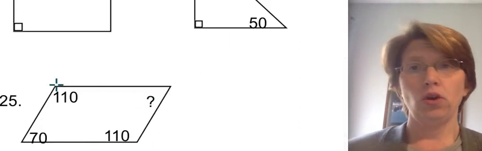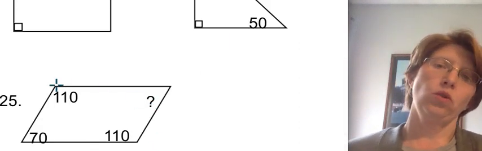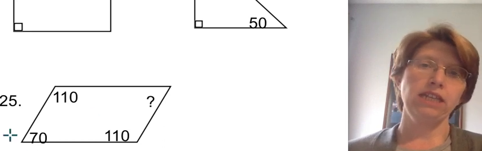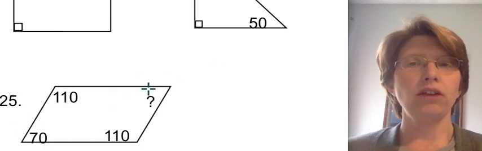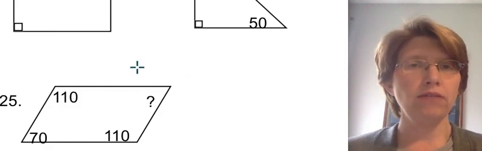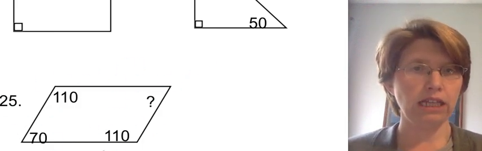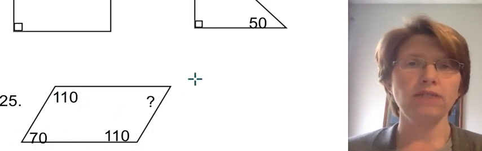Last. Look at this. 110, 110, 70, guess what? 70. Opposite angles are going to be equal if your sides are equal, if they're parallel and equal. So 110, 110, 70, 70.